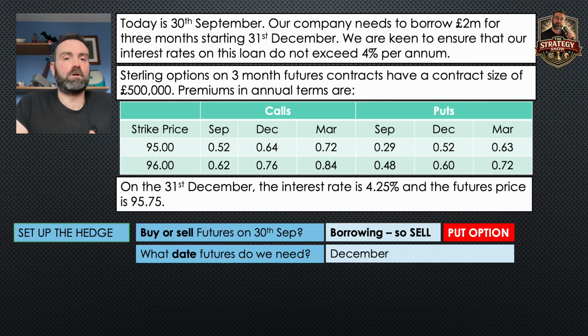You'll see in the premium table that we could choose September, December or March ones. They're both available. So we just ignore the March and September ones and go for December instead. So that's our first two things that we need to figure out.